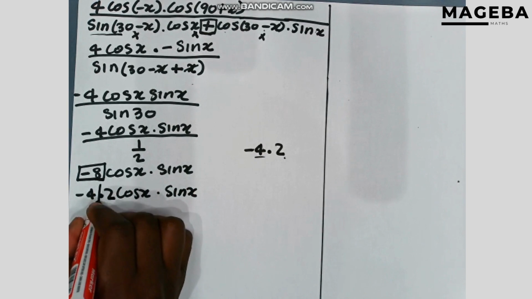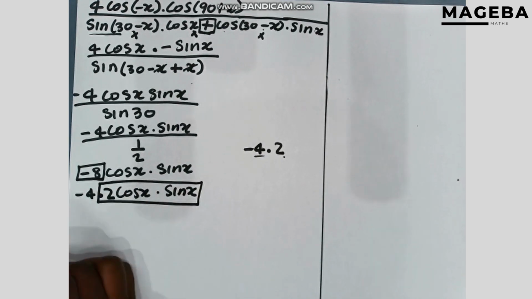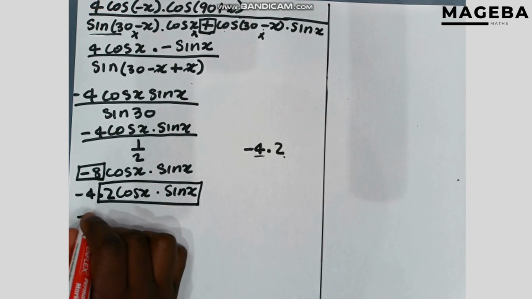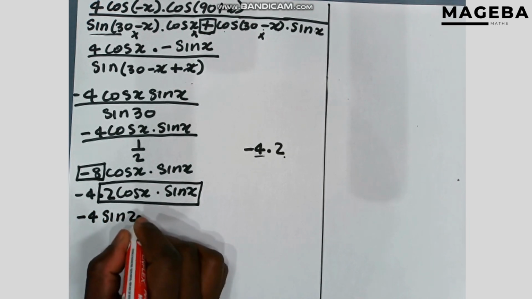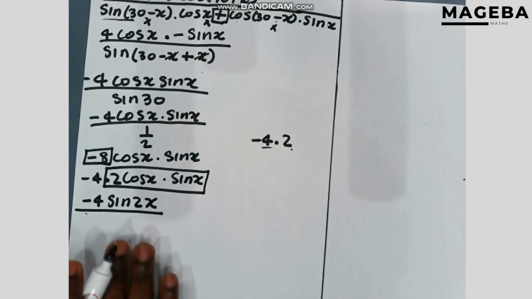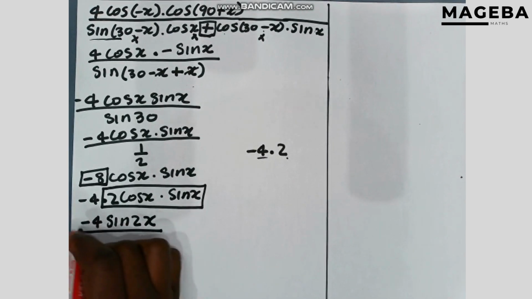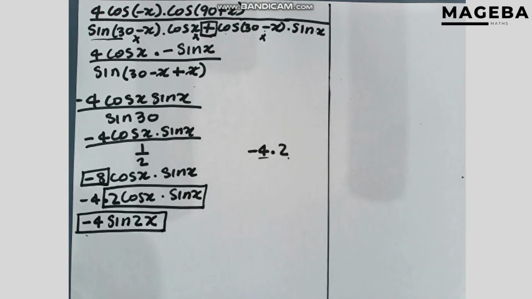Now this thing here, I hope you see it, it's a double angle of what? Of sine. So we're just going to have negative 4 sine 2x, and then from here now we can say that we are done with our simplification, which is our sum. Thank you so much. I hope you did understand.